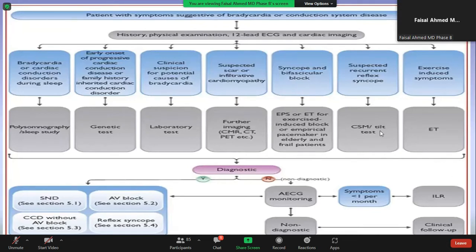Well, if we are suspecting a recurrent reflex syncope, we should do a carotid sinus massage or tilt testing. And if exercise is inducing the symptoms, we should do an exercise test. So all these investigations should make a diagnosis and the patient should be treated accordingly. If all these investigations don't make a diagnosis, the patient should be re-evaluated further by means of ambulatory ECG monitoring or implantable loop recorder.